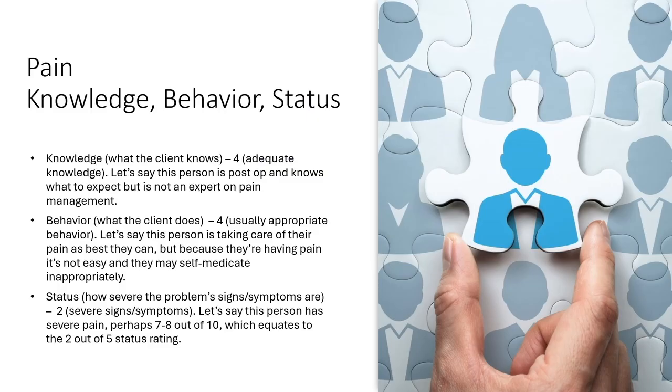What about pain, knowledge, behavior, and status? Let's say this person is post-op and knows what to expect but is not an expert on pain management. They're taking care of the pain as best they can, but because they're having pain, it's not easy and they may be at risk for inappropriate self-medication. And they have severe pain, perhaps 7 out of 10. So that would be a 4 for knowledge, a 4 for behavior, and a 2 for status.